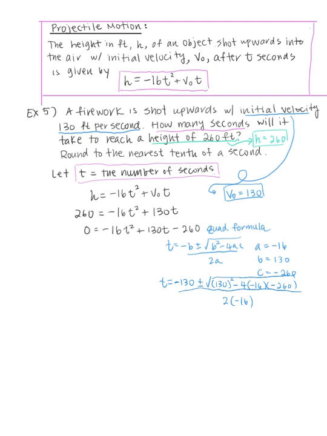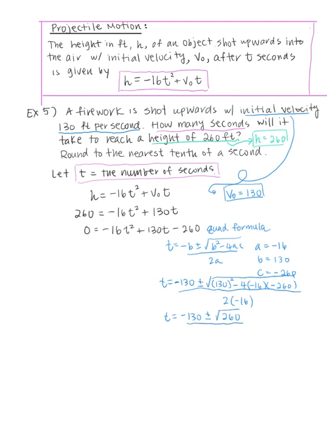Okay, let's keep going. So we got t equals minus 130 plus or minus, I'm just going to use my calculator on this portion. And if I type that in the calculator, I got our discriminant to be 260.